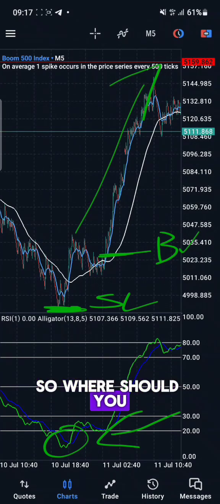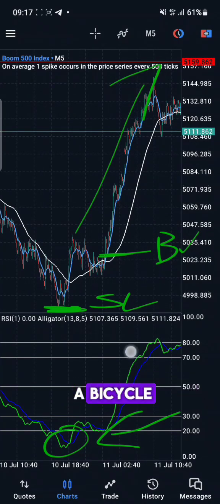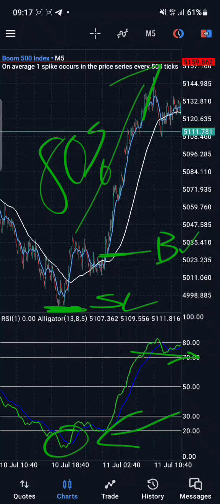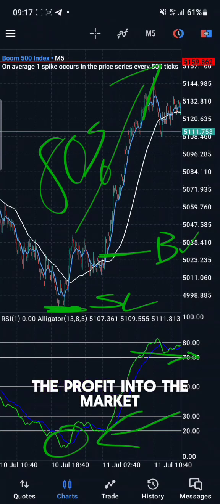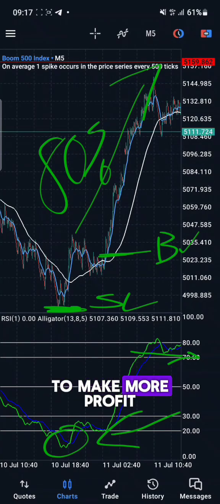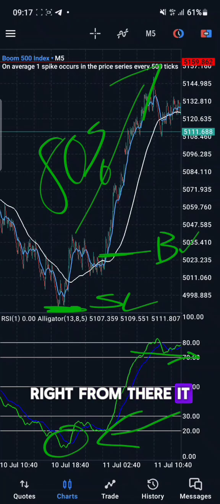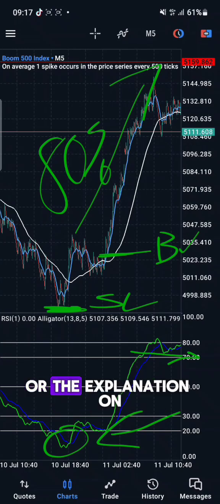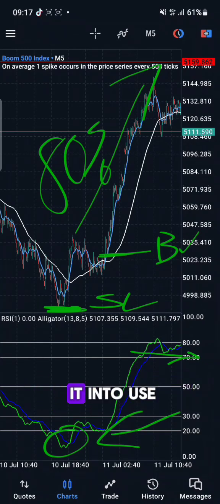So where should you exit the market for a buy signal? You should exit at 70, but if you don't want to exit, make sure you lock up 80% of it and expose 20% of the profit to the market in order for you to make more profit for yourself right from there. It is as easy as that. You've seen the setup, guys. You've gotten the explanation on how you can put it into use.